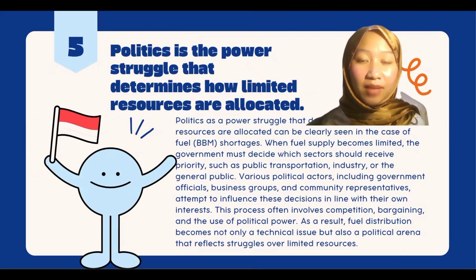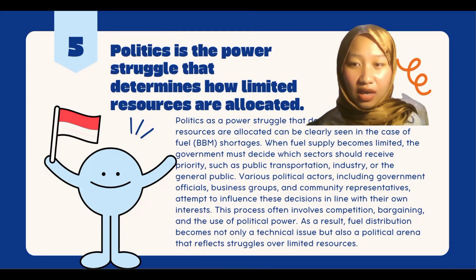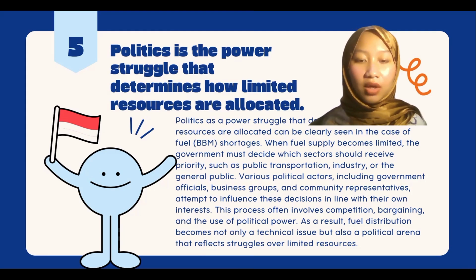Politics is the power struggle that determines how limited resources are allocated. This can be clearly seen in the case of fuel shortage. When fuel supply becomes limited, the government must decide which sector should receive priority, such as public transportation, industry, or the general public. Various political actors, including government officials, business groups, and community representatives, attempt to enforce their decision in line with their own interests. This process often involves competition, bargaining, and the use of political power. As a result, fuel distribution becomes not only a technical issue but also a political arena that reflects struggle over limited resources.